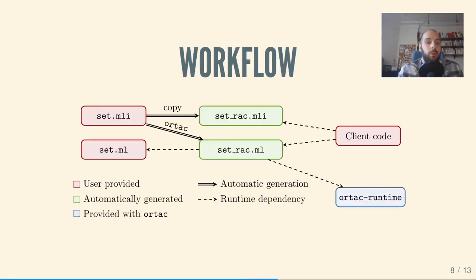A bit more detail on the workflow using Ortac. Here, the three red boxes are provided by the developer in a scenario where a specified library, so let's take our set again, is used by some arbitrary client code. Ortac will read the interface file of the library and produce an implementation file, setrac.ml. This code contains all the checks derived from the specifications. It calls the original functions in set.ml and wraps them to verify the properties before and after the calls.